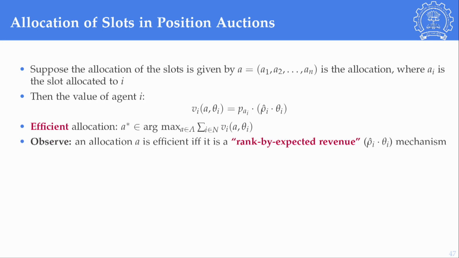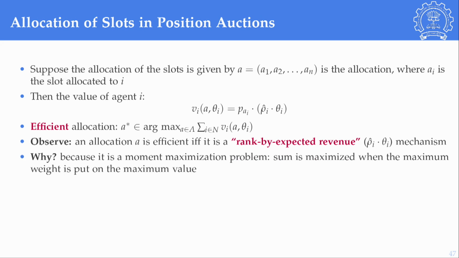So this allocation is efficient if and only if it's ranked by expected revenue. Yeah. What does it mean, moment maximizing? Oh, so essentially we are just doing this, right? So I have a bunch of weights and I have some number of values, let's say call it x.